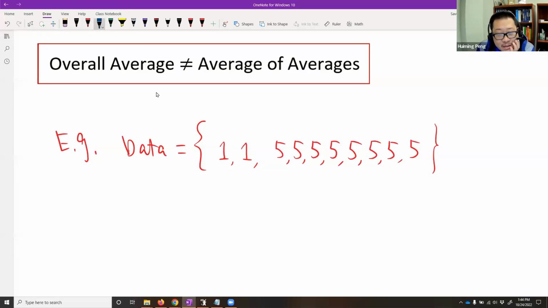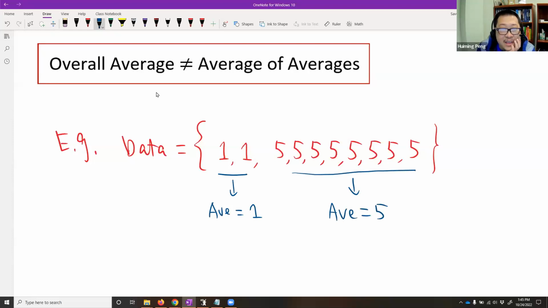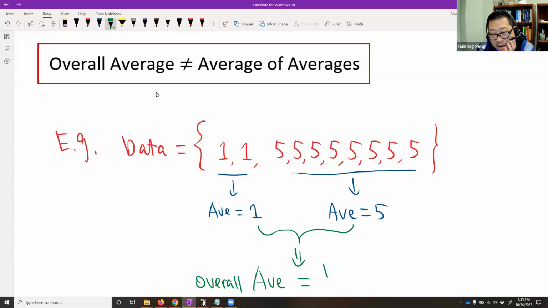Yeah, so I do this. I find the average of this. Okay, so the average of this is 1. I find the average of this. The average of this is 5. And then I put these two together and find the average. So the overall average equals 1 plus 5 over 2, which is 3.